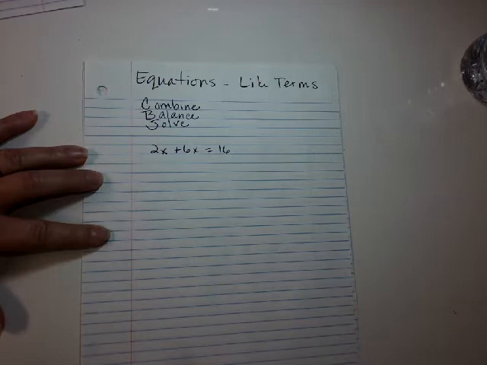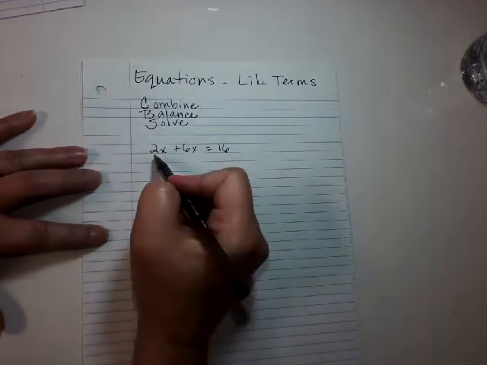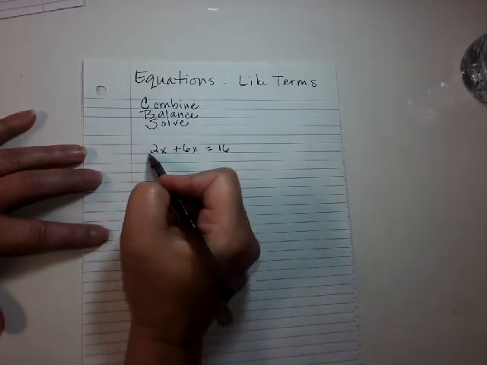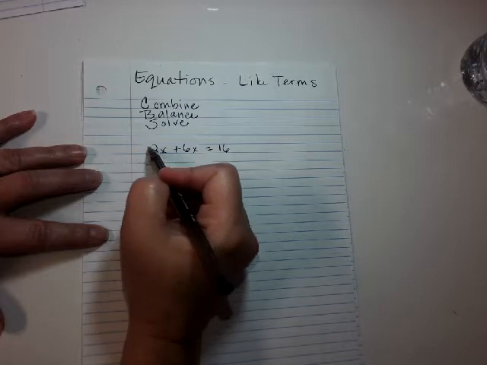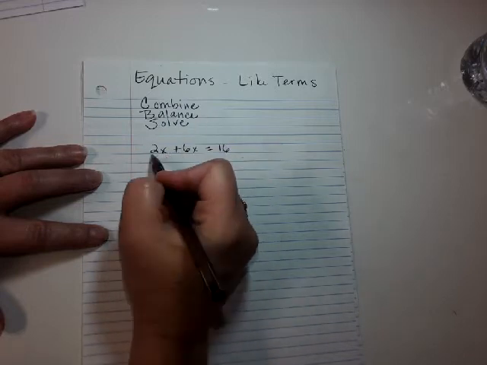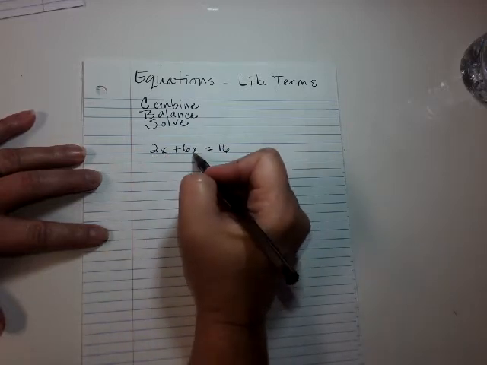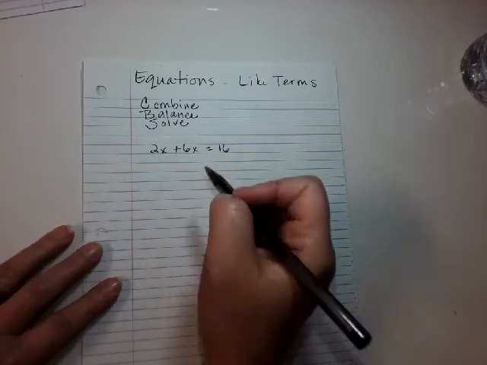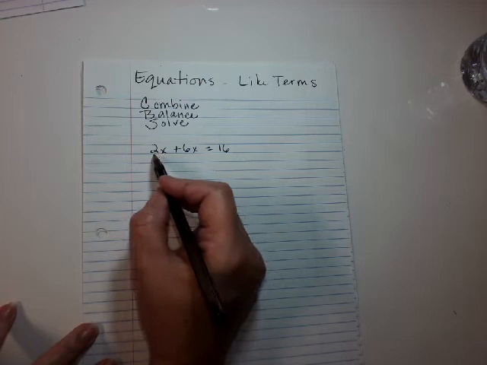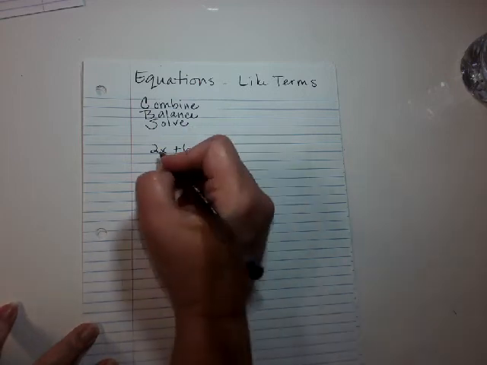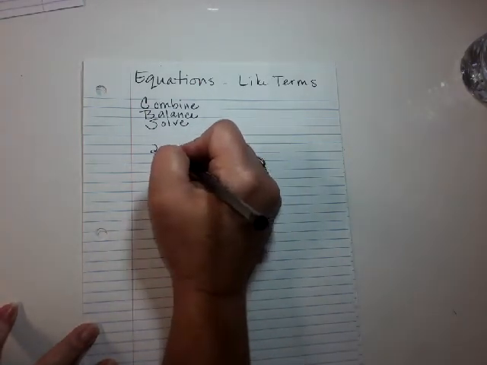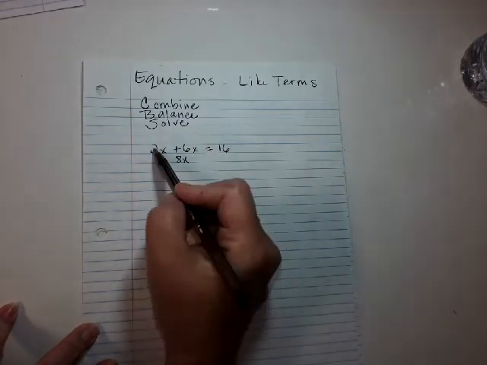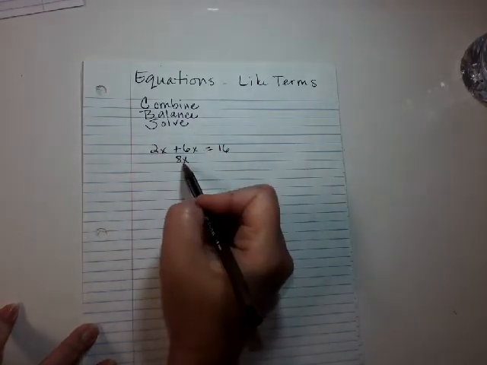So we look at what we have and we notice that the 2 is the coefficient, the variable is x, but we have 2x and we have 6x. So those are the same kind of terms. They can be combined. So 2x plus 6x is going to be 8x. So we add the coefficients and bring the variable with us.